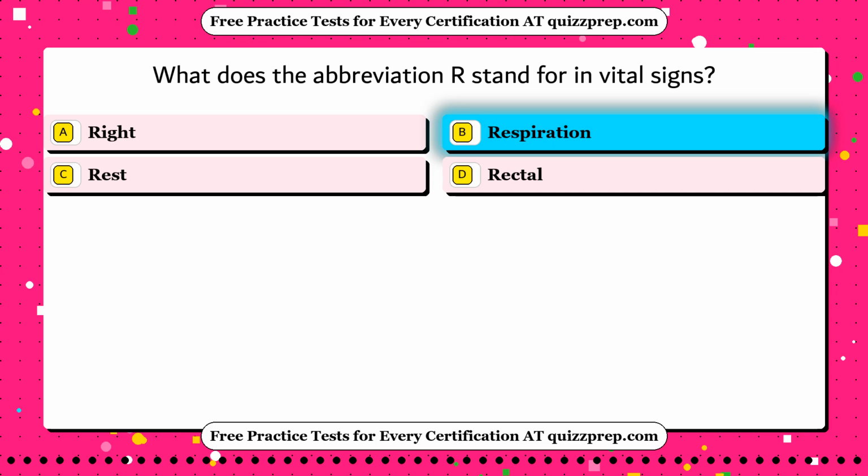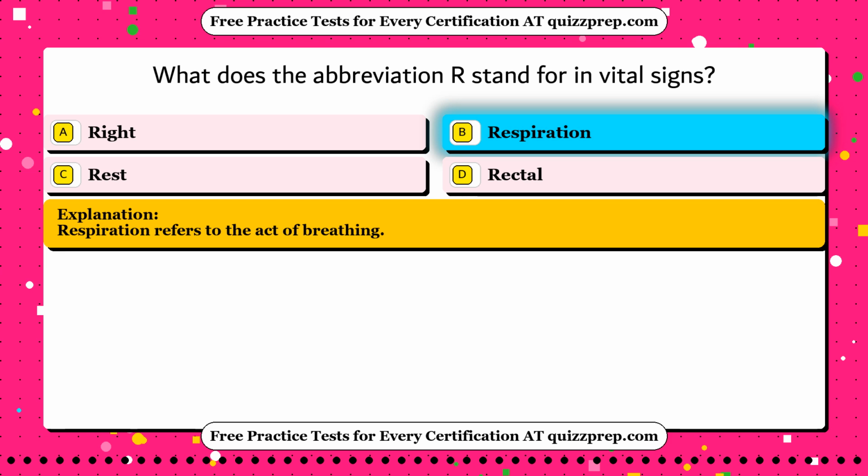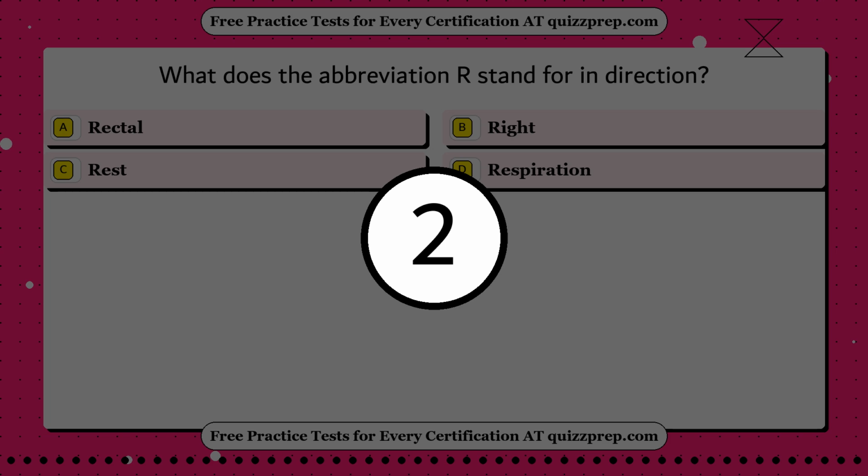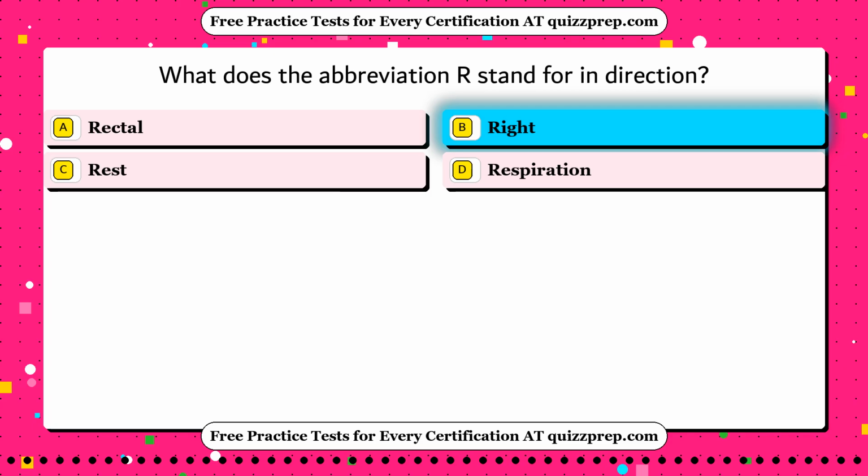The correct answer is option B, respiration. Respiration refers to the act of breathing. Question 104. What does the abbreviation R stand for in direction? Option A, rectal. Option B, right. Option C, rest. Option D, respiration. The correct answer is option B, right.